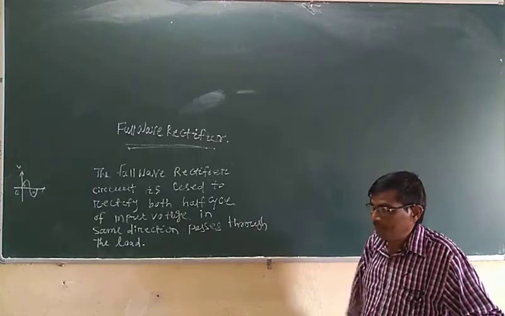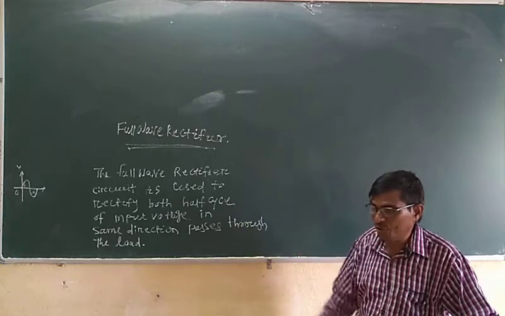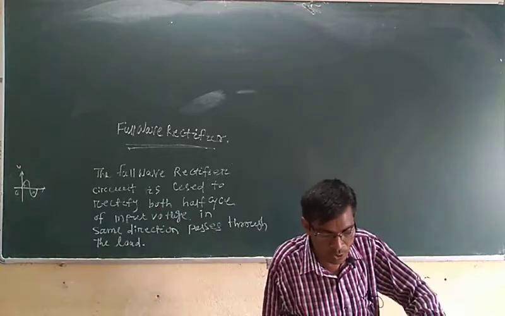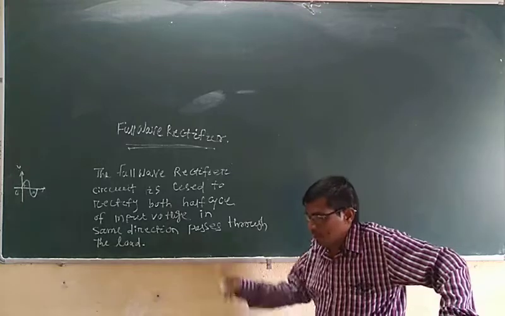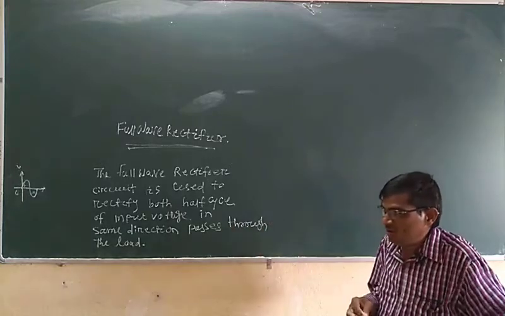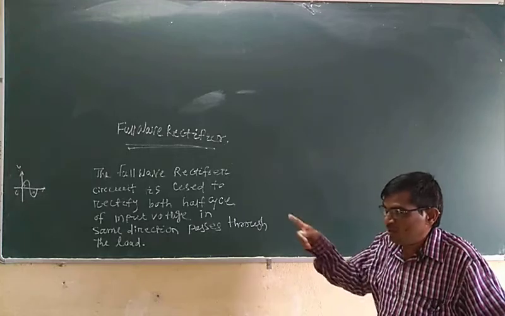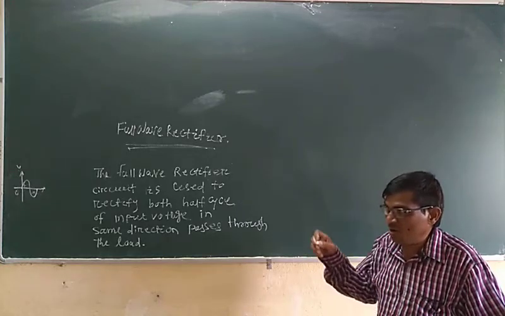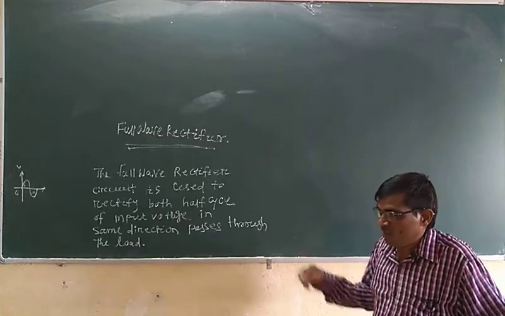But a full wave rectifier is used to rectify the positive half cycle and also the negative half cycle. When two diodes are used in a full wave rectifier, both the positive half cycle and the negative half cycle are conducted by this circuit.